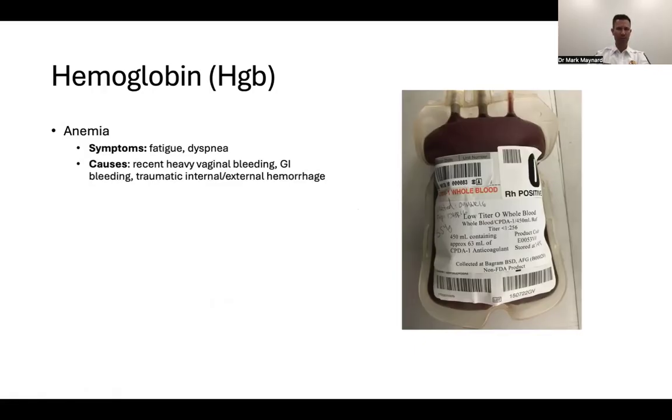All right, so what are some causes? Well, heavy vaginal bleeding, GI bleeding, or of course, either internal or external traumatic hemorrhage. All right, so treatment. The protocol states only in cardiac arrest, if you check the hemoglobin and it's less than 5.0 grams per deciliter, and the patient is in any rhythm except asystole. This is basically meaning if they're in PEA, then go ahead and give a blood transfusion.